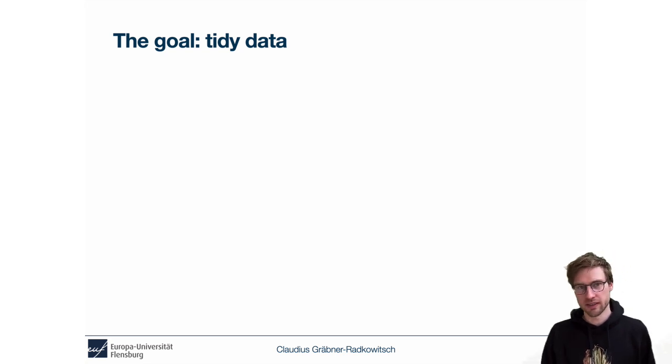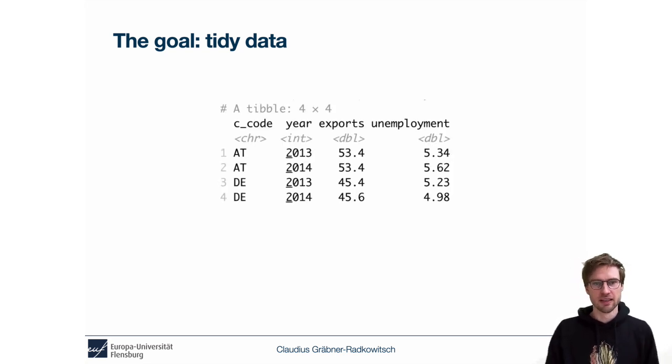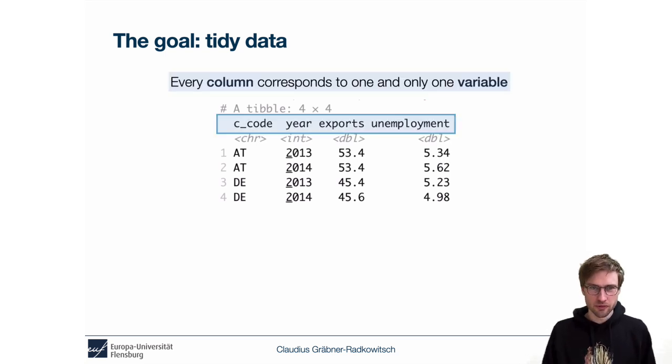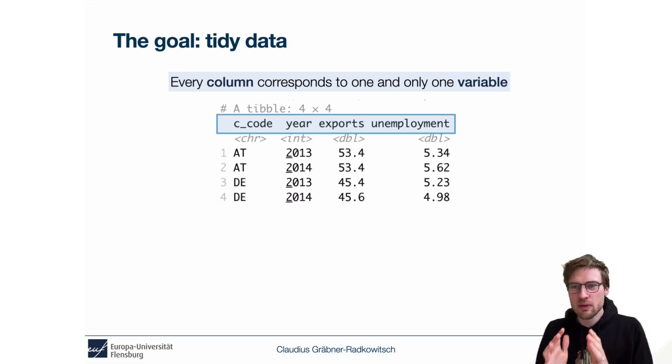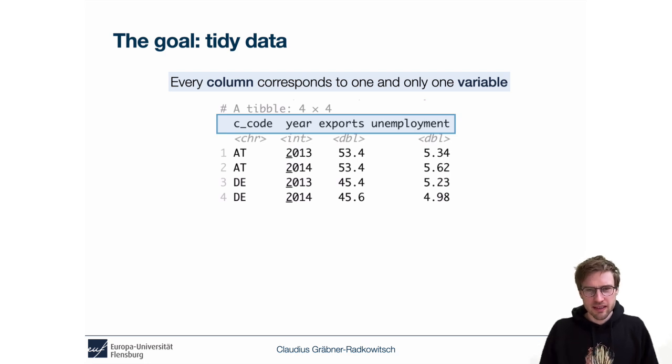So here is how a tidy data set looks like. This is an example I brought for you for a tidy data set. What are the main properties of this data set? First of all, every column in this data set corresponds to one and only one variable. So in this case here, we have 4 columns, meaning that there are 4 variables.